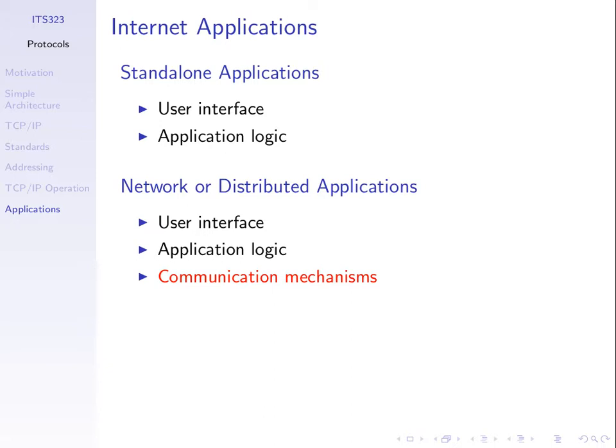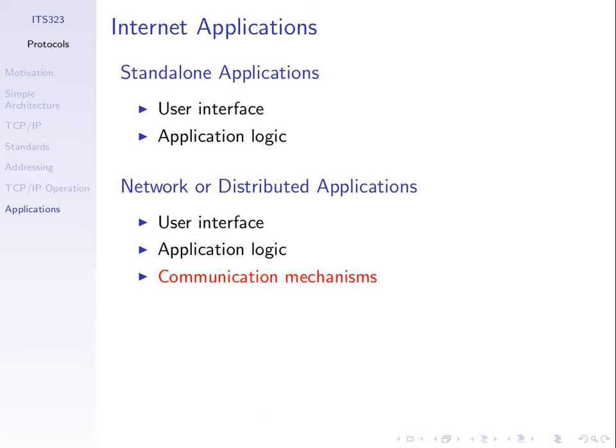For example, Microsoft Office. You install Office on your computer to write documents, spreadsheets, and so on. That's what I call a standalone application. For Office to work, you don't need a network connection. You just use your computer. You don't need the internet. It just runs on your computer. It has some user interface, so you can click on things, enter data, and has the back end, the application logic, the code that does all the things like saving files, converting fonts, and all those things that Office does. So they're standalone applications. They don't use the network.